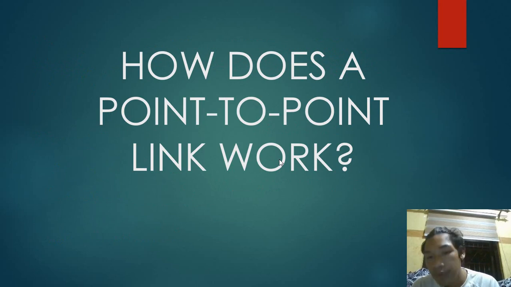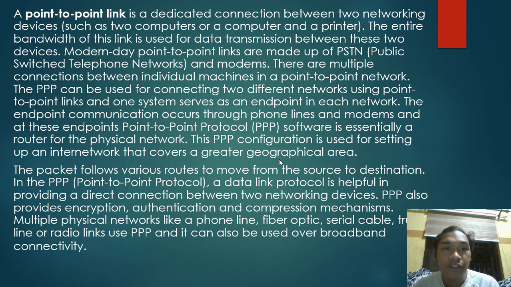How does a point-to-point link work? A point-to-point link is a dedicated connection between two networking devices, such as two computers or a computer and a printer. The entire bandwidth of this link is used for data transmission between these two devices. Modern day point-to-point links are made up of PSTN, or public switched telephone networks, and modems. There are multiple connections between individual machines in a point-to-point network. The packet follows various routes to move from the source to destination.